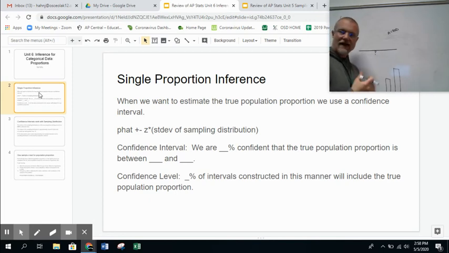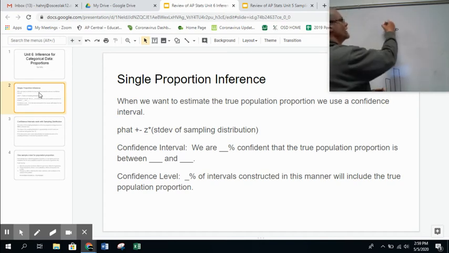And I'm going to figure out what proportion of my sample in that n equals 100 knew somebody that had cancer. Great. Let's say 80% of my sample knew somebody that had cancer. That's my p hat. So we got a p hat of 80%, so 0.8.